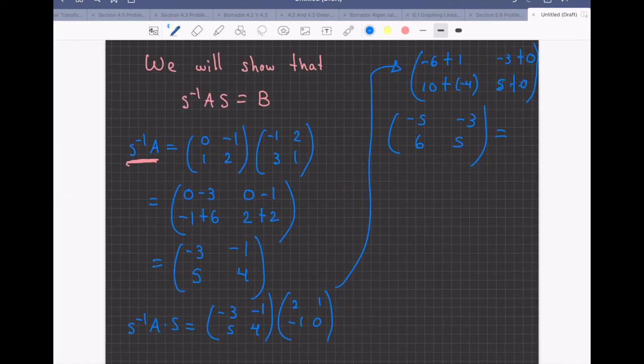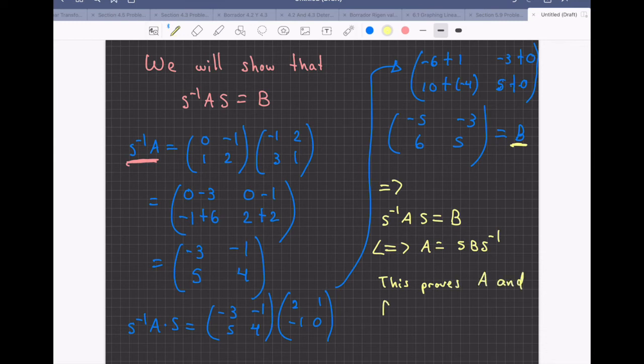And notice this is the matrix B. So here we have that S inverse times A times S is equal to B. You see that? So this is equivalent to A is equal to S B times S inverse. I confused the order of the matrices. That's why I didn't have the result I wanted before. But yeah, this proves A and B are similar.